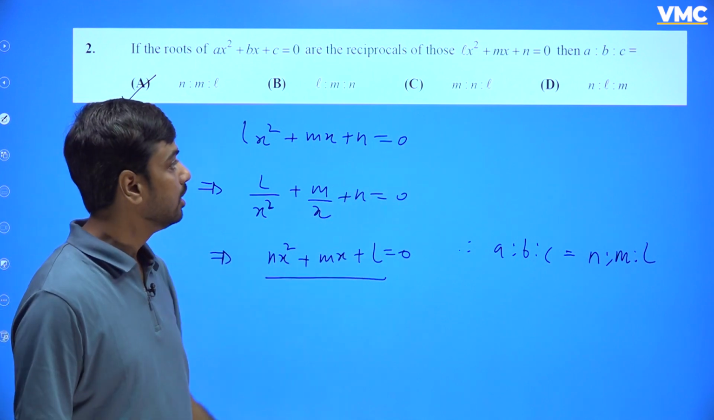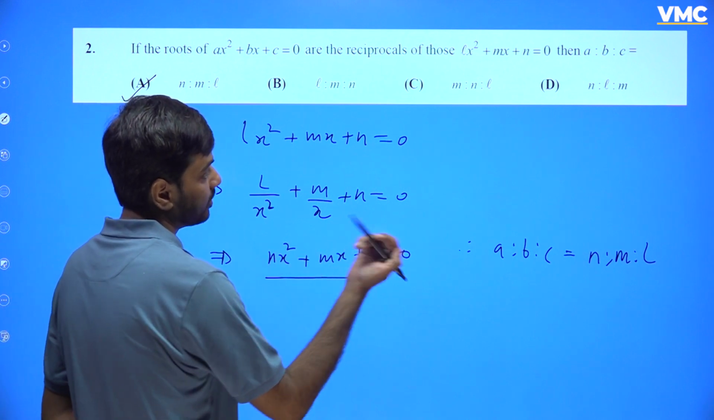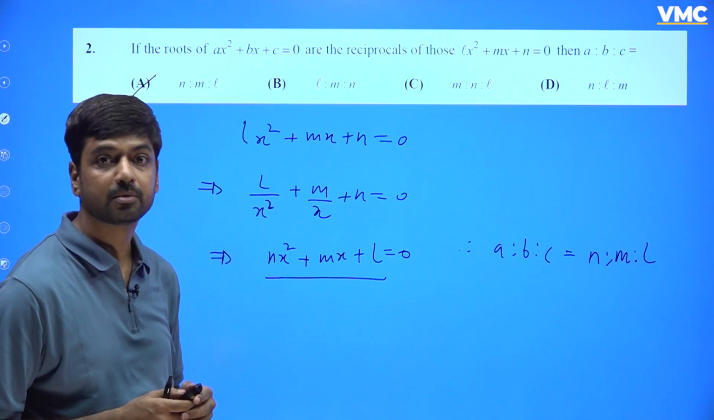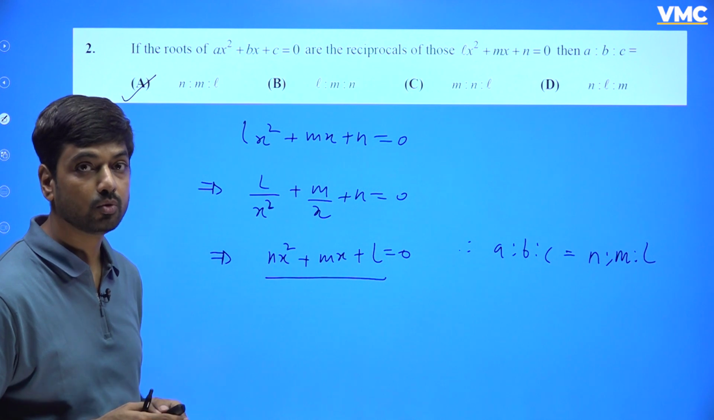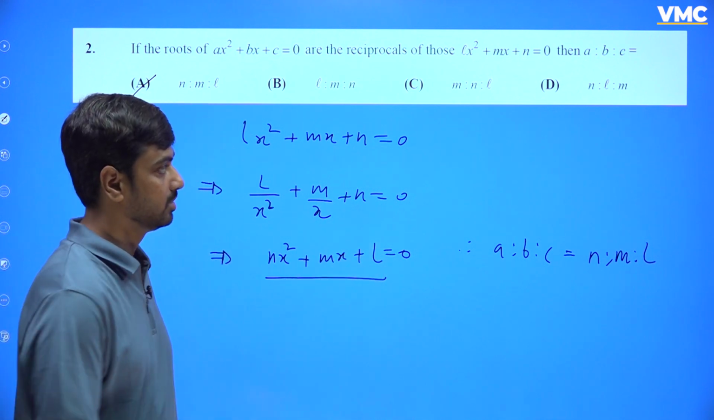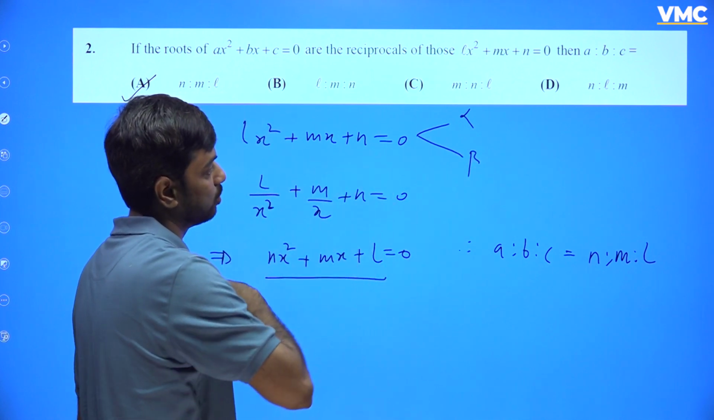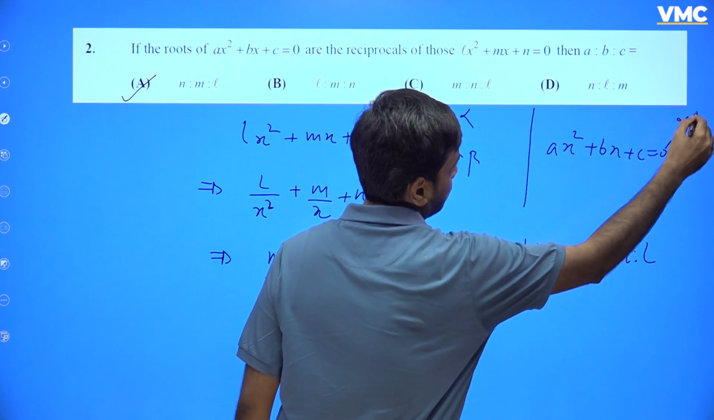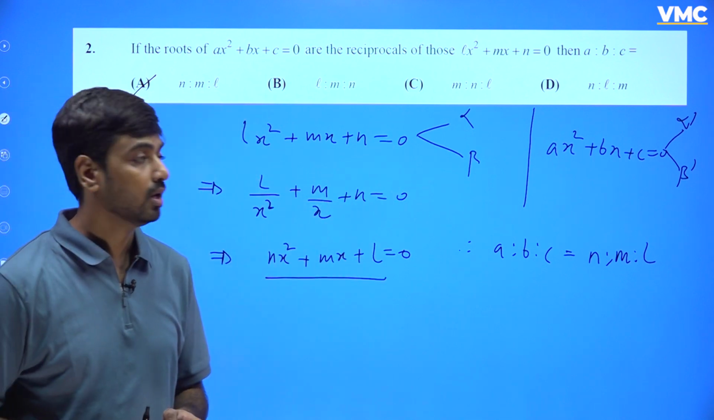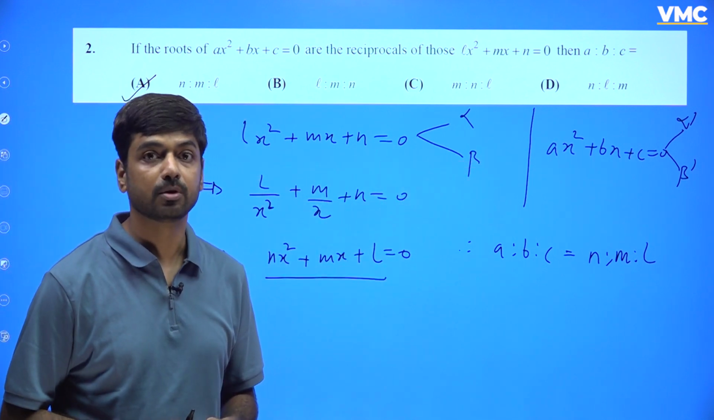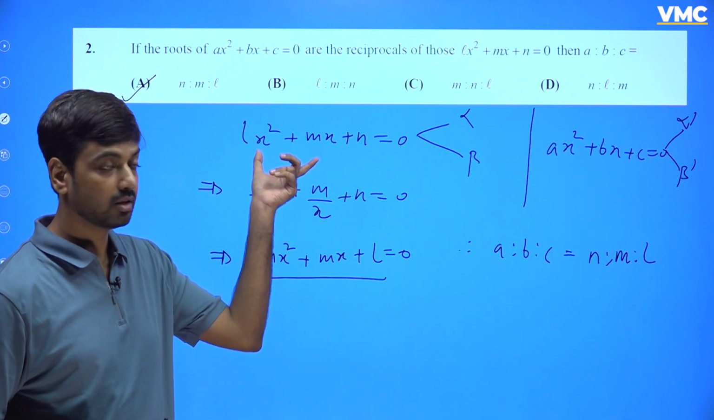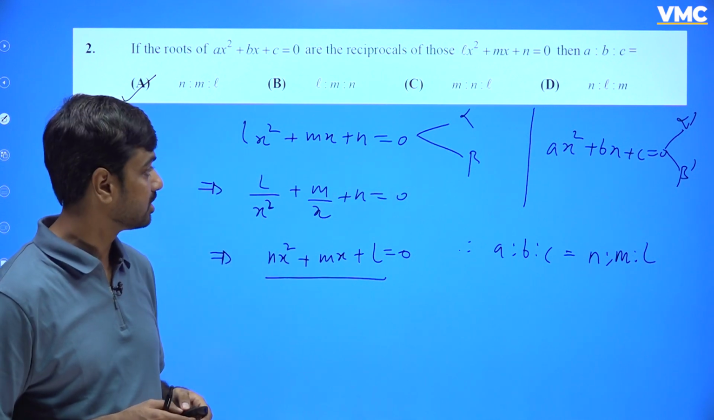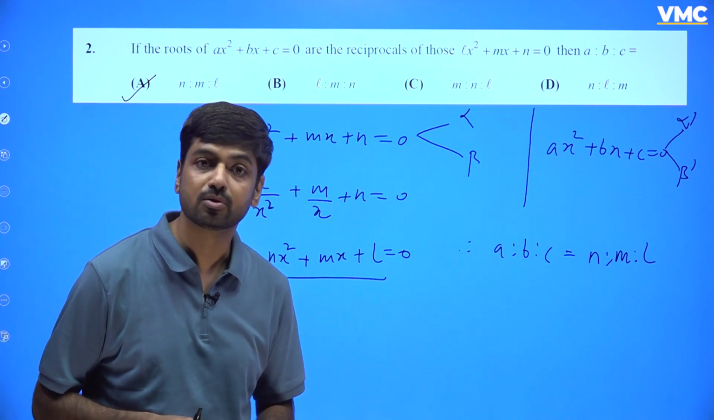If you want to answer in a better way, take the roots of lx square plus mx plus n as alpha and beta, and the roots of ax square plus bx plus c as alpha dash and beta dash. According to the question, alpha dash is equal to 1 by alpha. So alpha is equal to 1 upon alpha dash. Now alpha is the root of this quadratic, so we can replace x with 1 upon alpha dash and you will get this. So the ratio of a is to b is to c is n is to m is to l. Move to the next question.